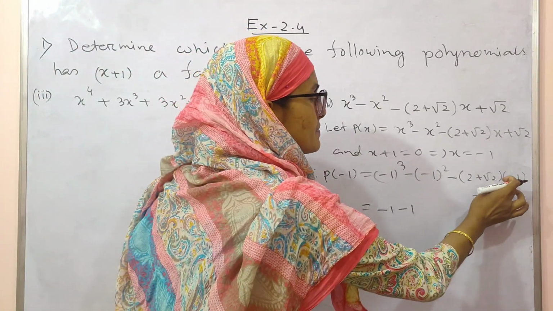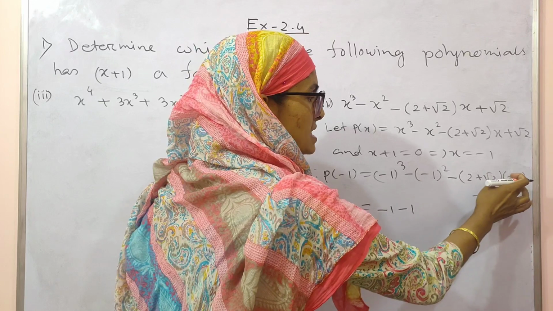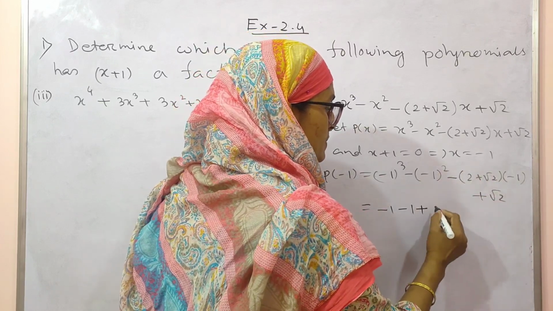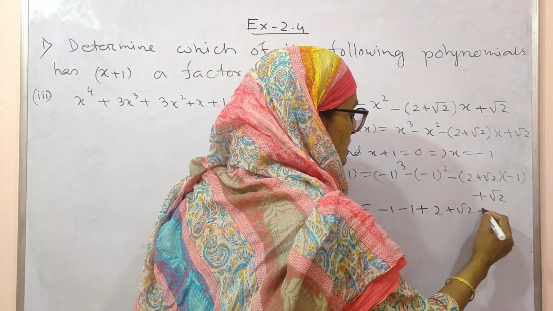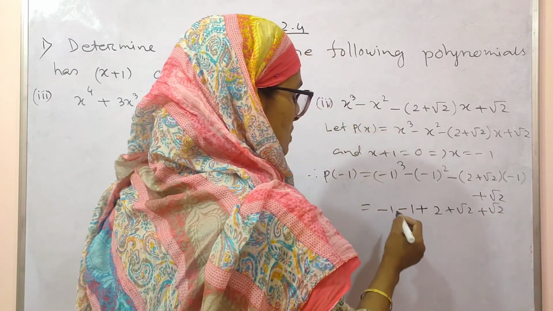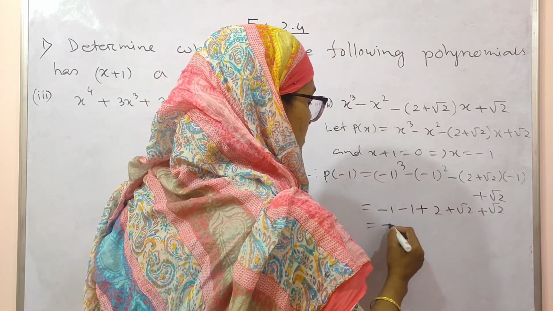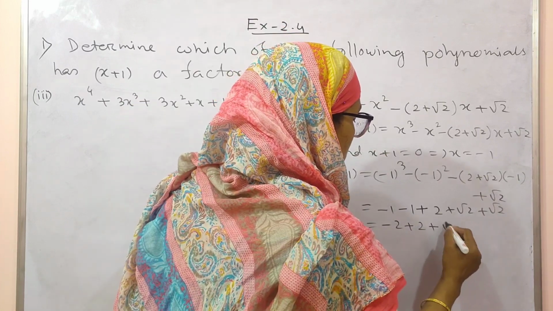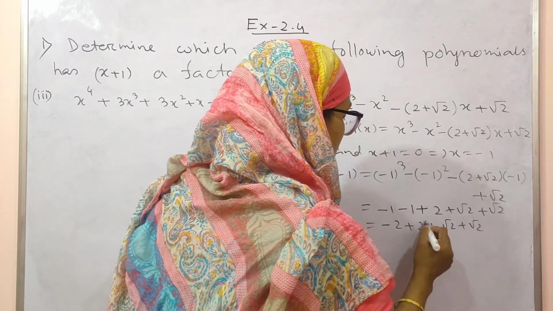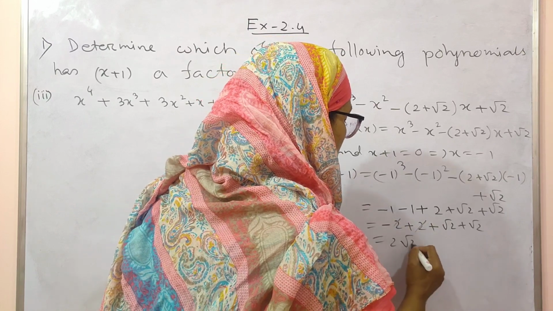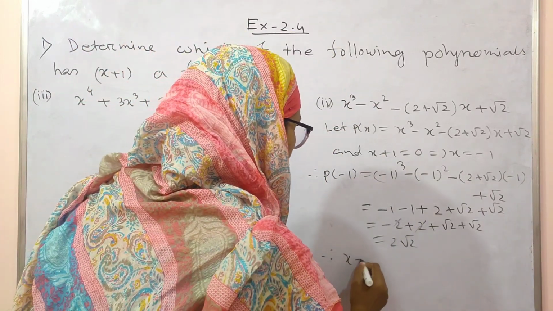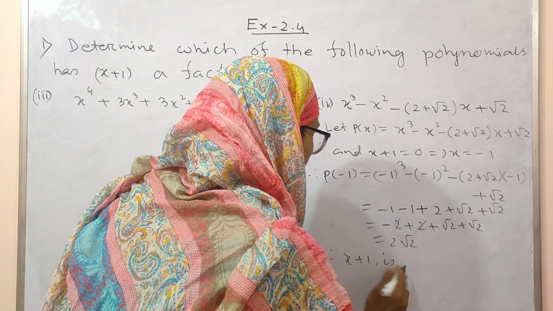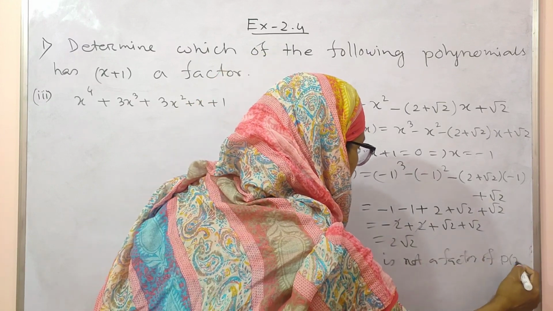And this minus multiplied by this, so minus and minus you will get plus. Plus 2 plus root 2 and here plus root 2. So minus 1 minus 1 you will get minus 2, plus 2, and plus root 2 plus root 2. This one cancels, you will get 2 root 2. Therefore, x plus 1 is not a factor of p(x).